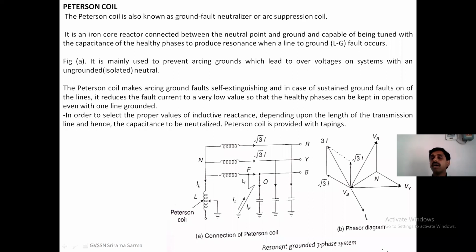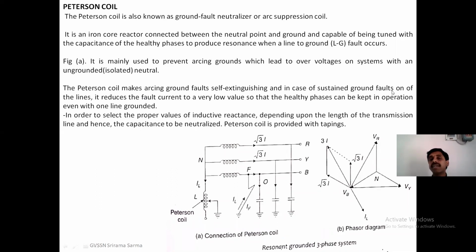The faulty phase voltage anyway becomes 0. Now the healthy phases will be subjected to high voltages, so voltage stresses will be there. If you leave it like that for a long time, the insulation will be damaged, and it leads to further subsequent faults. So it is mainly used to prevent arcing grounds, which lead to overvoltage on systems with an ungrounded neutral especially. So the Peterson coil makes arcing ground faults self-extinguishing.